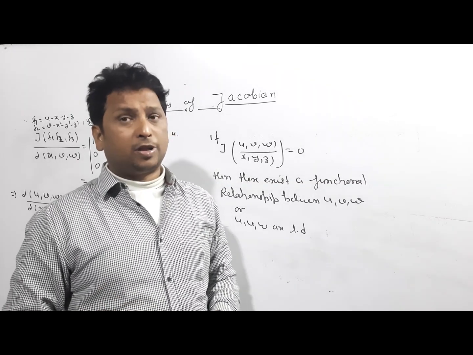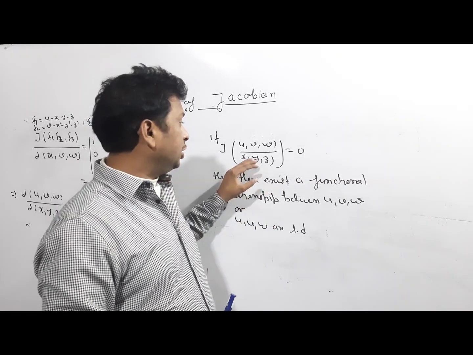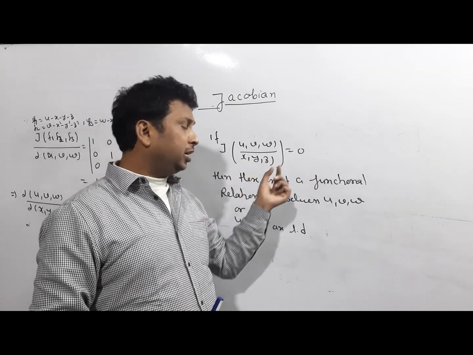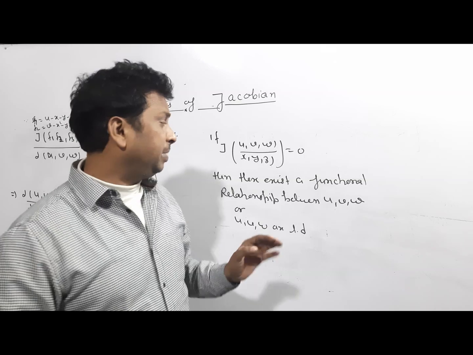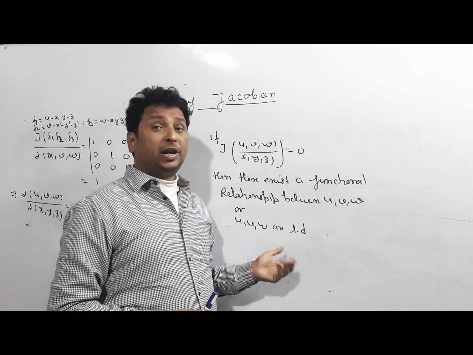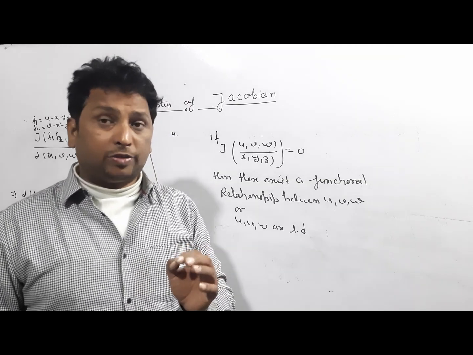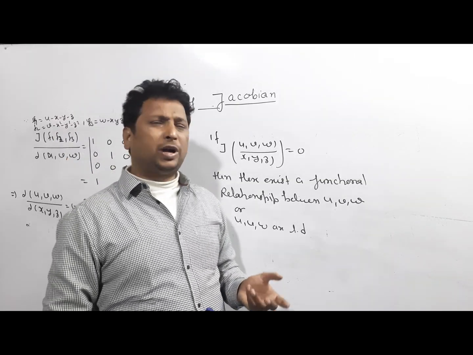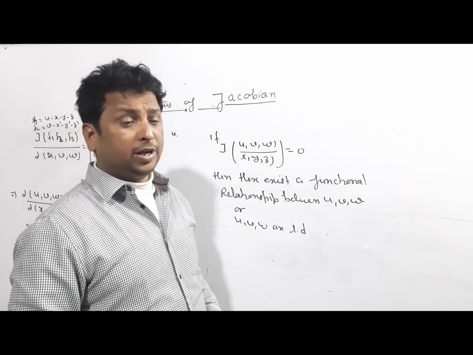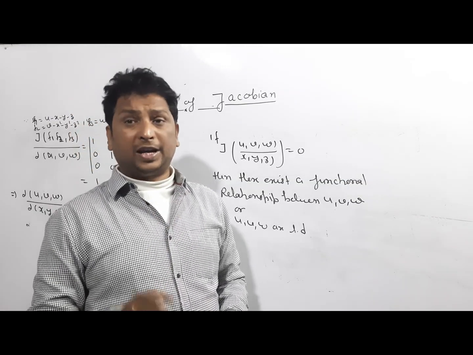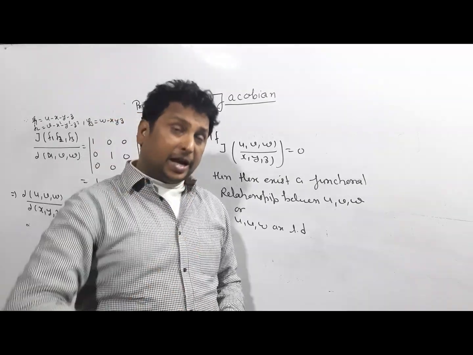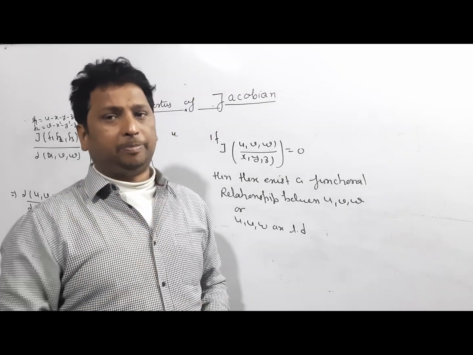So suppose 3 equations are given and someone asks whether we can eliminate x, y, z and find a relation between u, v, w only. Yes, it is possible only when the Jacobian is equal to 0. So if the Jacobian is 0, it means there exists a relationship between u, v, w, or we can say u, v, w are linearly dependent. So it's a very important property. If the Jacobian becomes 0 for any equations, it means they are functionally related.